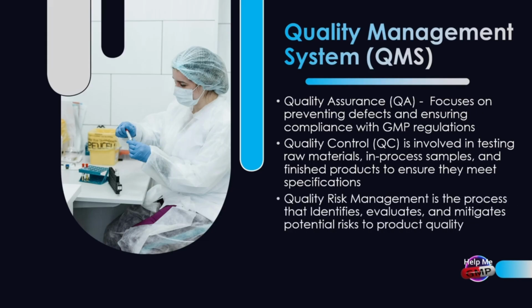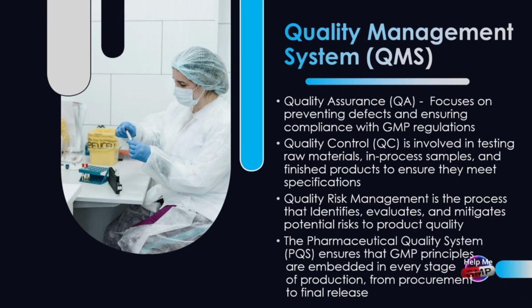Quality risk management is the process that identifies, evaluates, and mitigates potential risks to product quality. And lastly, the pharmaceutical quality system ensures that GMP principles are embedded in every stage of production, from procurement to final release.